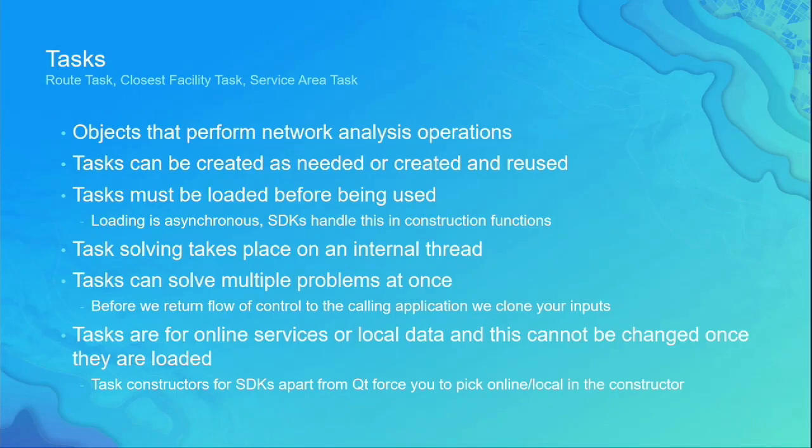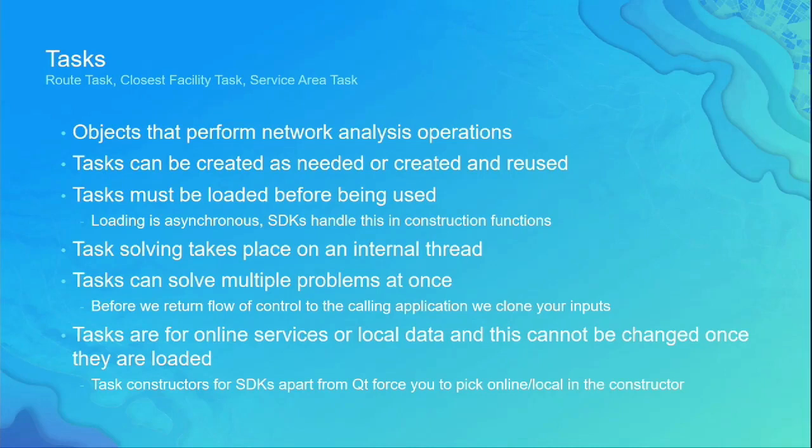So tasks. There are 3 tasks. There's the route, closest facility, and service area tasks. Objects that perform network analysis operations, that's what the tasks are for us. There are other tasks in the software stack for Runtime. It's not as though only network analyst has tasks. Tasks are objects that can be created as needed, or they can be created and reused. It's not like once you solve on them once, you have to throw them away and recreate them. In Frank's C# example, he actually will create 2 tasks. He'll have one for local solves, one for online solves, and he just passes them around.